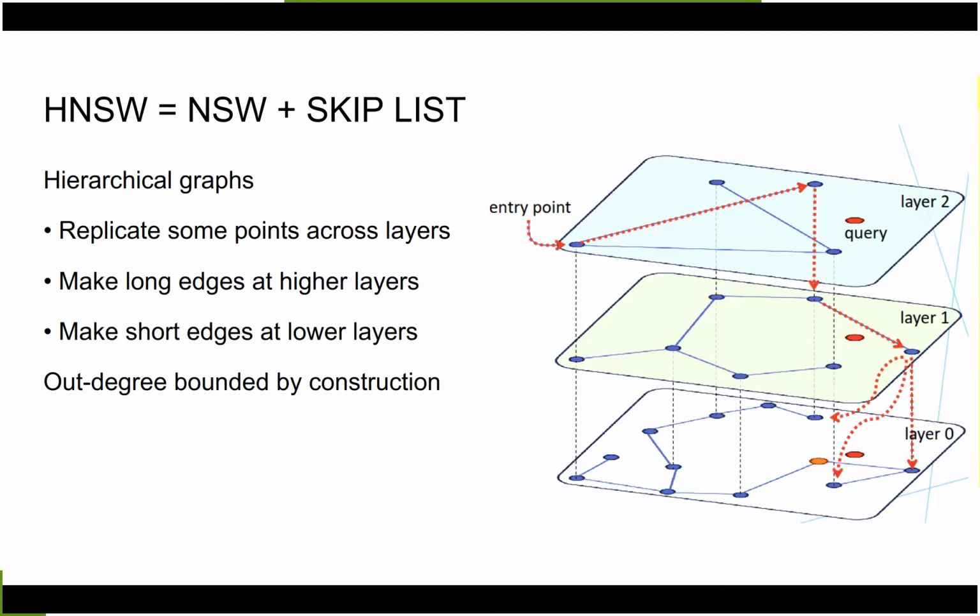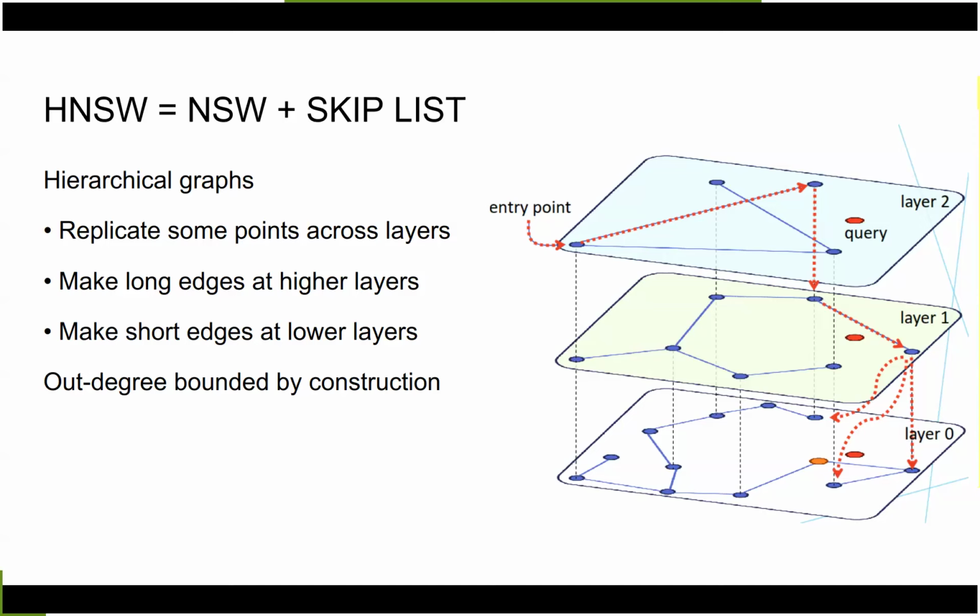Yeah, the nice thing about HNSW is the out degree is bounded by construction, and you don't have those annoying nodes that are connected to, I don't know, 10,000 other nodes. And this is very nice. This is very good.